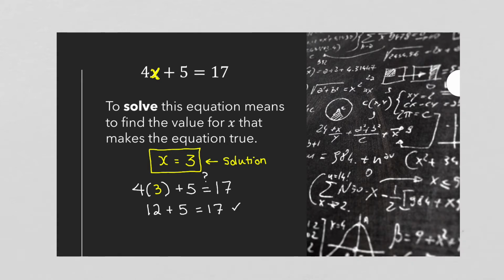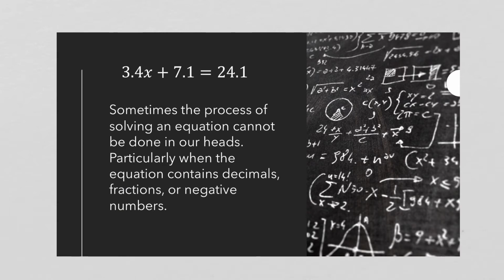Well, the problem is that not all equations are as easy to puzzle through and figure out. Let's take a look at another example. Suppose we have the equation 3.4x + 7.1 = 24.1. Now, that one's tricky. In fact, to solve this equation is actually going to involve more than just sitting and figuring it out with our brain. So sometimes the process of solving an equation can't be done in our heads. Particularly, this occurs when the equation contains decimals, fractions, or negative numbers.